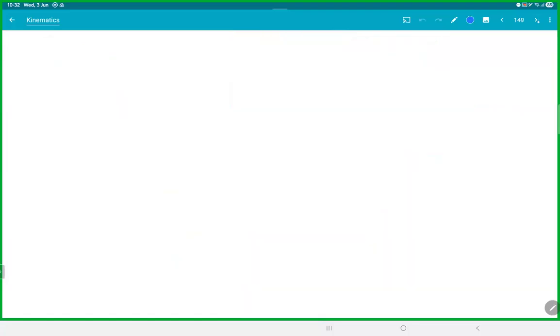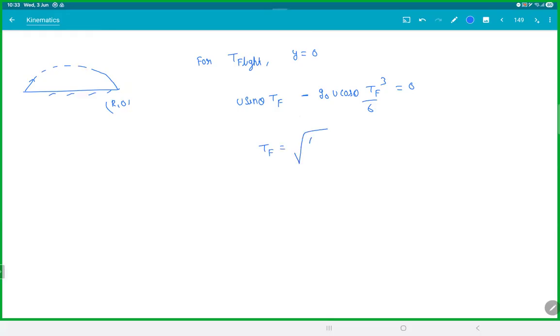What about time of flight? When do you get time of flight? When you reach the ground, isn't it? If you go and fall on the ground, the time of flight will get when y is 0. So for time of flight, y is 0. Substitute there. So that will be u sine theta, time of flight. This guy, we have to make it 0. Minus g naught u cos theta, time of flight cube by 6. If you see, time of flight will be root over 6 tan theta by g naught.